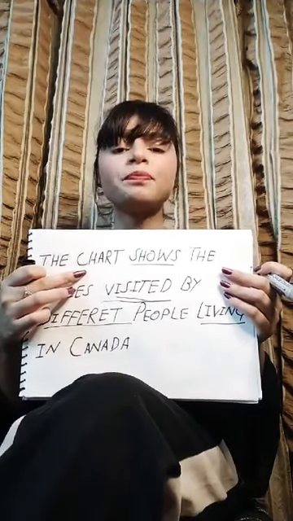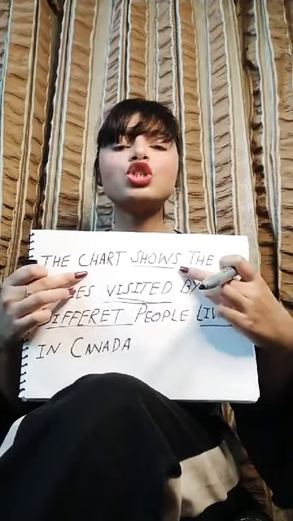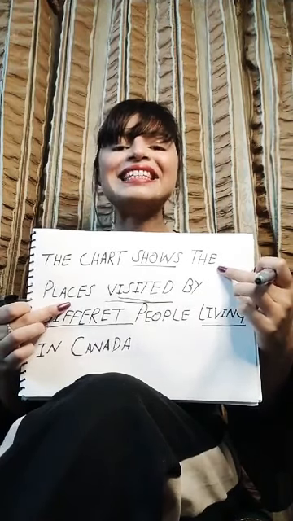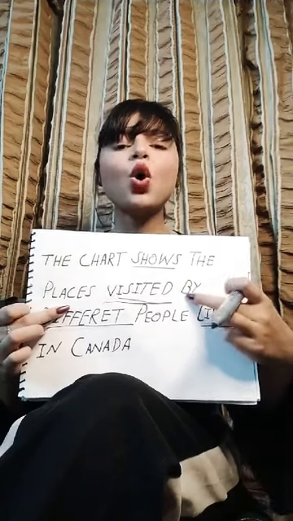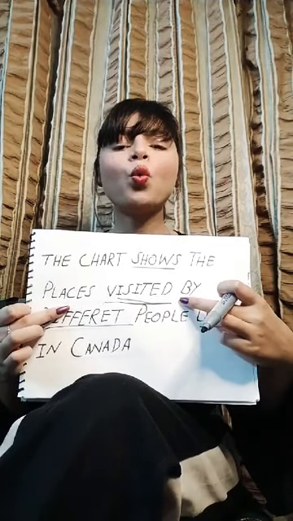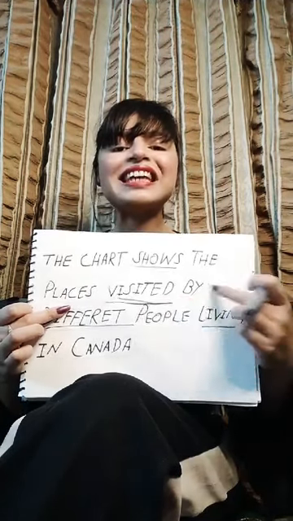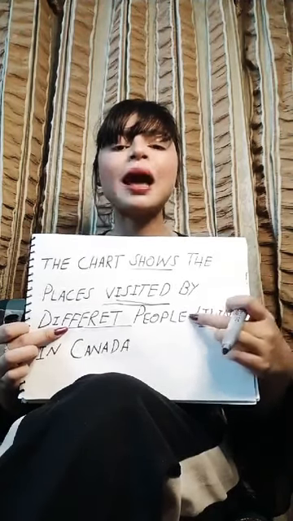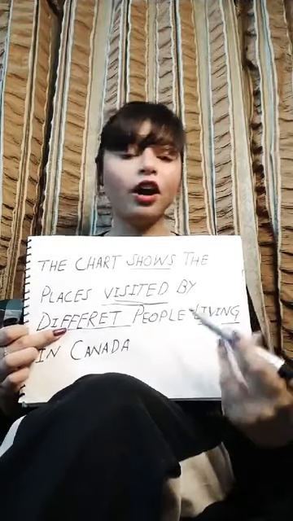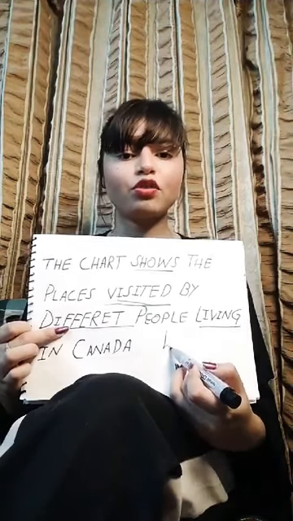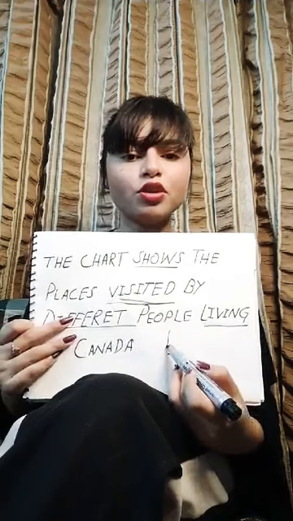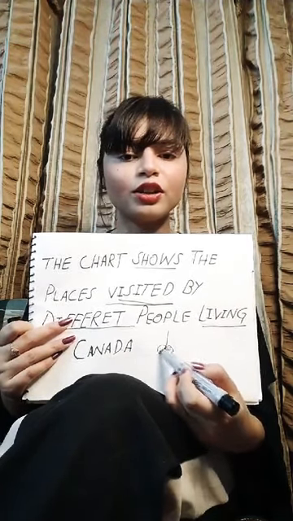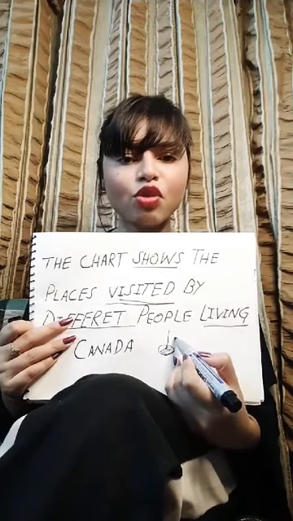So chart shows the places visited by different people. Oh my god, I have to correct your pronunciation of the word people for sure. Let me draw a heart in here. Because I could... Oh, that doesn't look like a heart. Okay, sorry. I'm just gonna try to draw a heart in here.